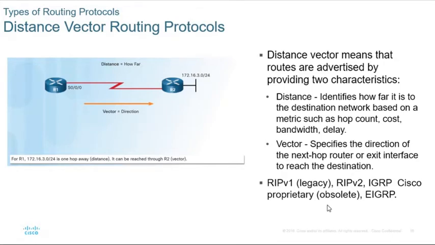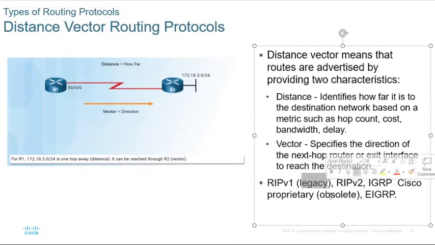Now, there are four distance vector IPv4 IGPs. We have RIP version 1, the legacy, old RIP version 1. In most companies, they no longer encourage using the old RIPv1. We're going to talk more about its disadvantages later. Next, we have version 2 of RIP.